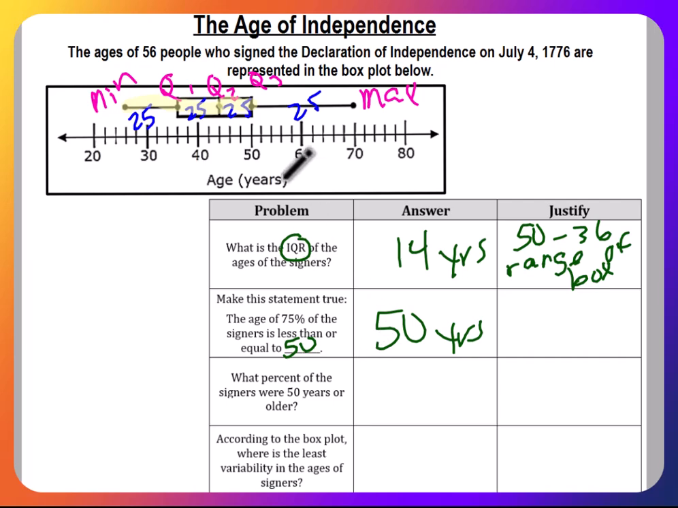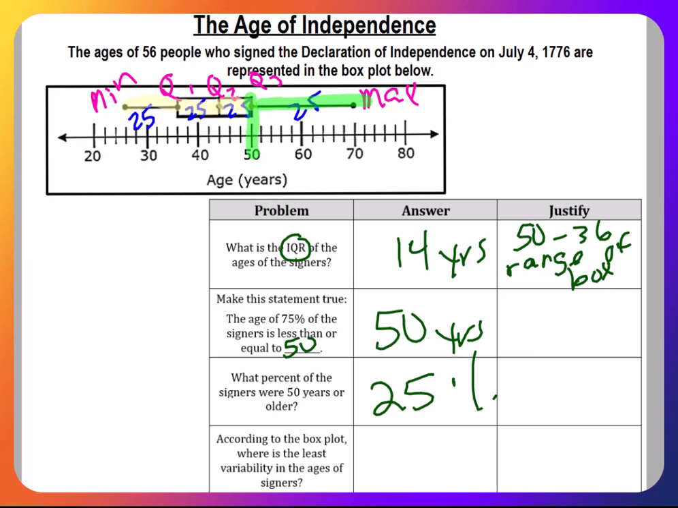What percent of the signers were 50 years or older? So I need to find where 50 years is at. So here's my 50 years right here. So we're looking for 50 or older. Older means going to the right. Well, what percent is that? 25%.